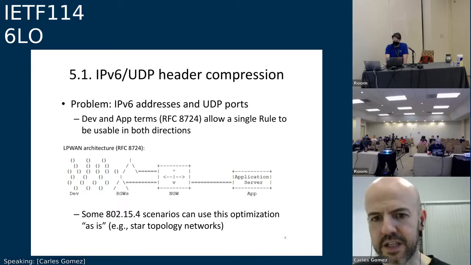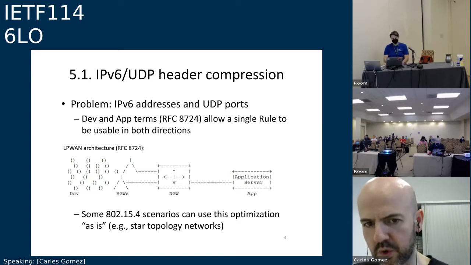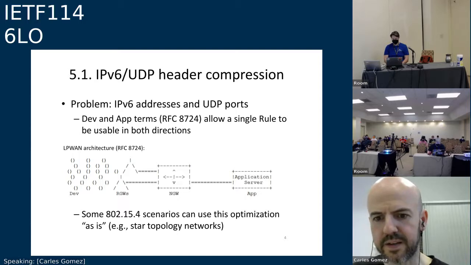So the point here is that because an entity knows in advance whether it corresponds to Dev or App in SCHC, this allows some optimization, because a single compression rule can be used in both directions, expressed in terms of Dev and App. In some 802.15.4 scenarios, we can still use this optimization as is, for example in star topology networks. However, if you go to slide number 5, next slide, please.